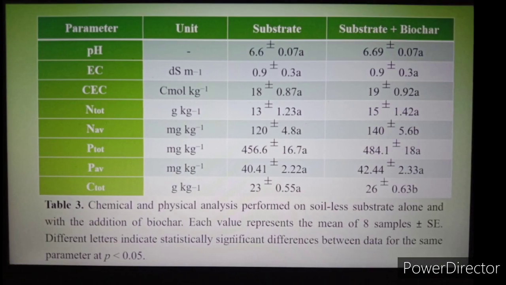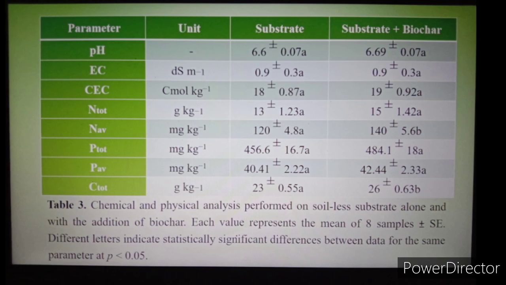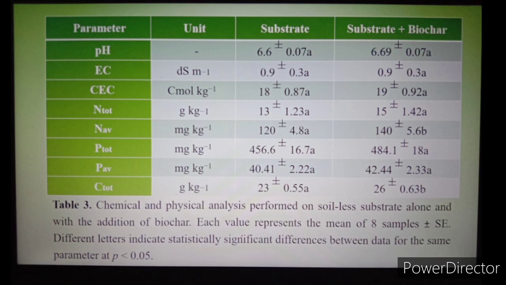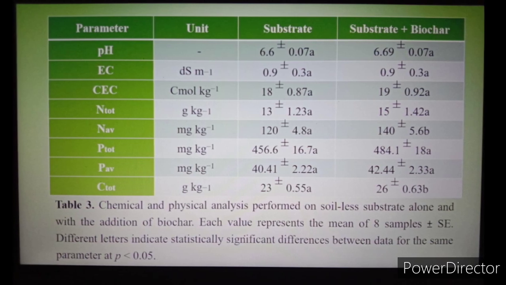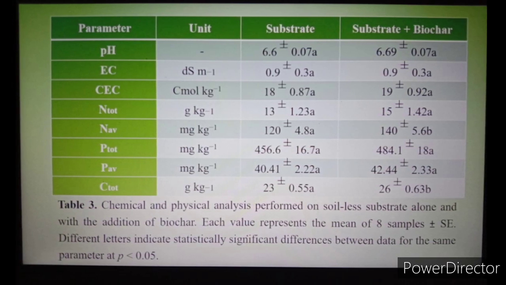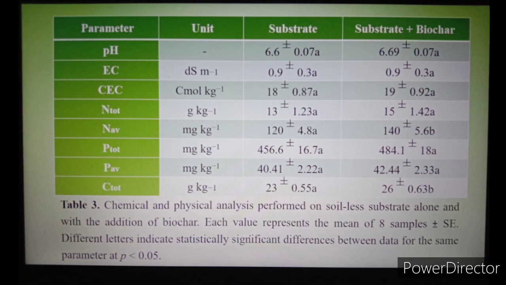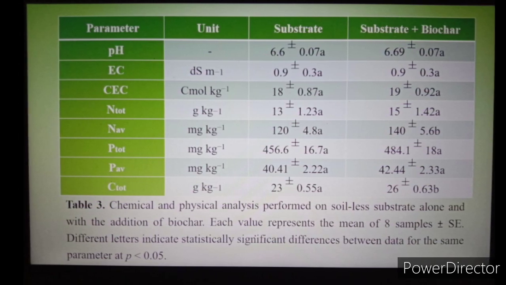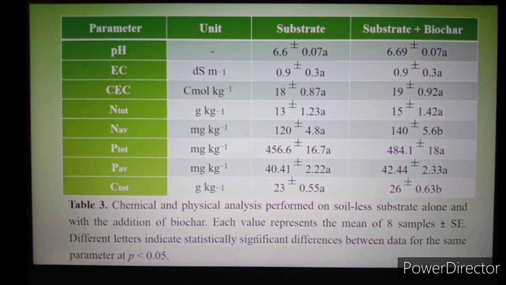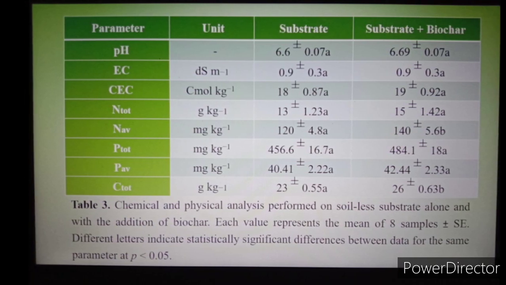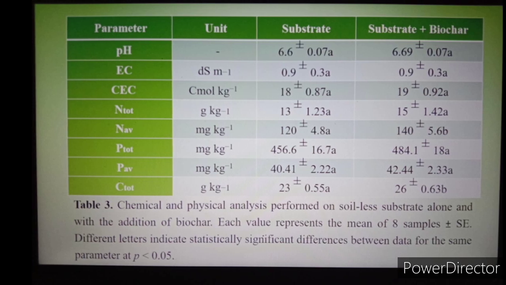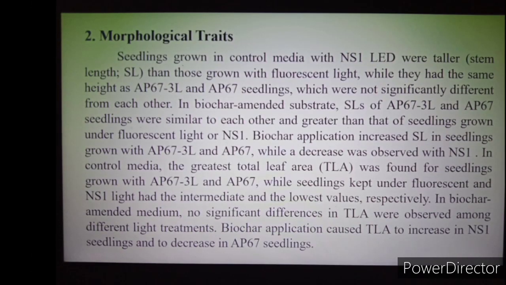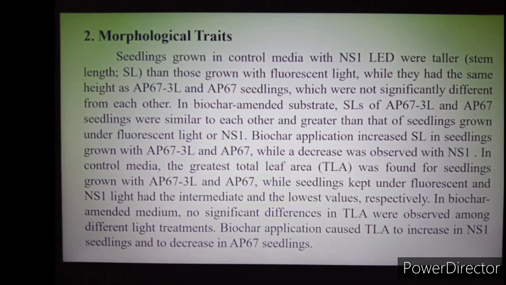In this table, it shows the chemical and physical analysis performed on soil-less substrate alone and with the addition of biochar. Each value represents the mean of 8 samples. Different letters indicate statistically significant difference between data for the same parameter at P greater than 0.05. Our next result is about morphological traits.